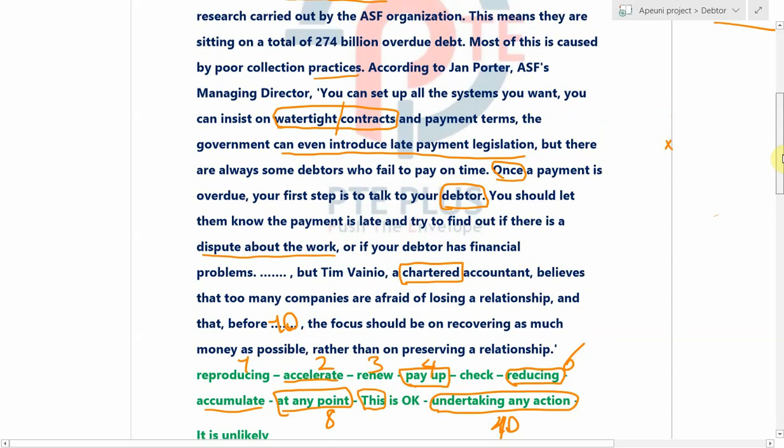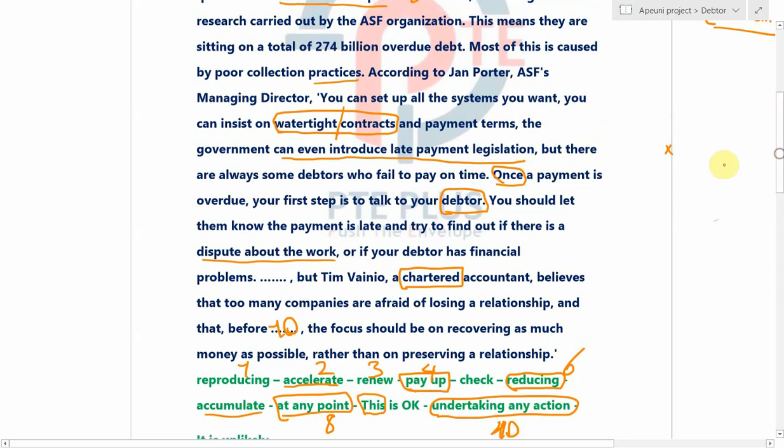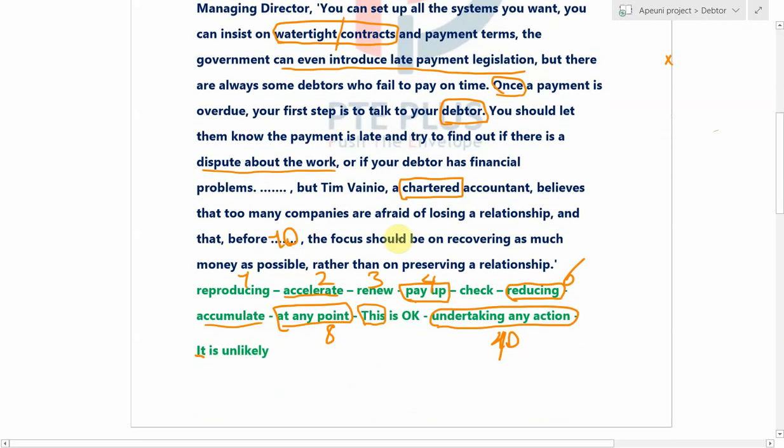If you are a very well-versed reader. Here, but Tim Vino, a chartered accountant, believes, what should we put here? Now we're going to test the options. Reproducing before, no, doesn't make sense. Renew, no. Check what? No. Prediction was used. Accumulate, doesn't make sense. This is okay. It is unlikely. What is unlikely? Let's assume we should use it is unlikely here.